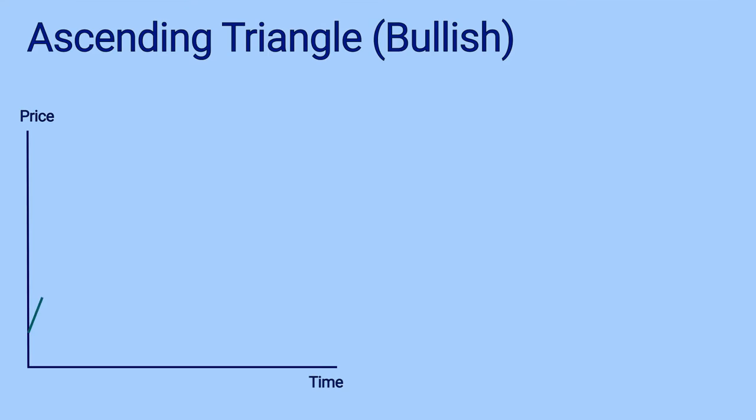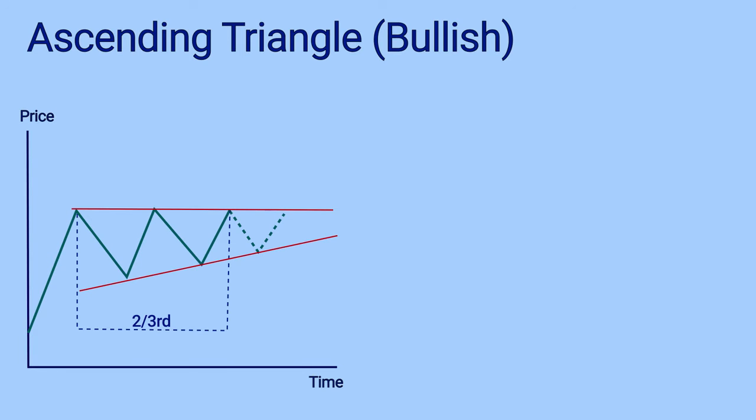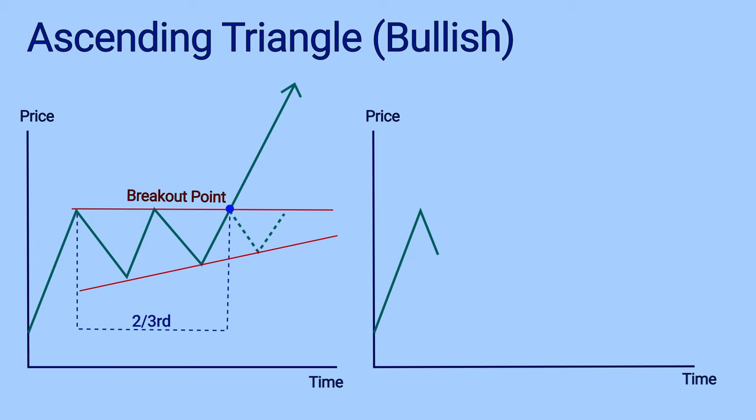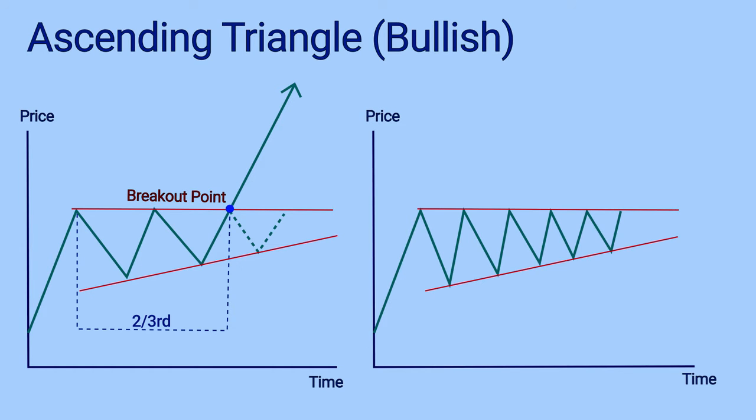One important point for any kind of triangle, be it symmetrical, ascending or descending: normally if the breakout happens within the first two-thirds of the price action, then the next move that unfolds after the breakout or breakdown is much more sustainable. But if the move just goes towards the tip of the ascending triangle and then breaks out, then the move that unfolds after that may not be that fierce or sustainable.